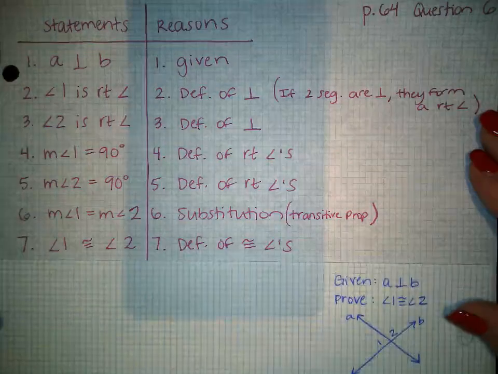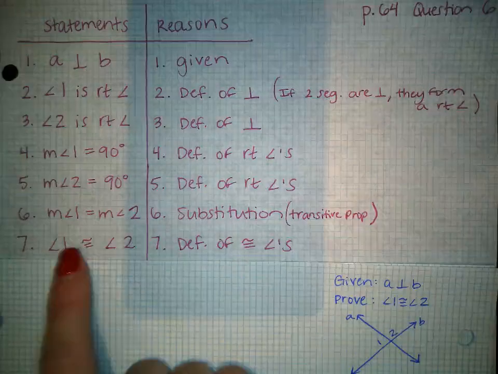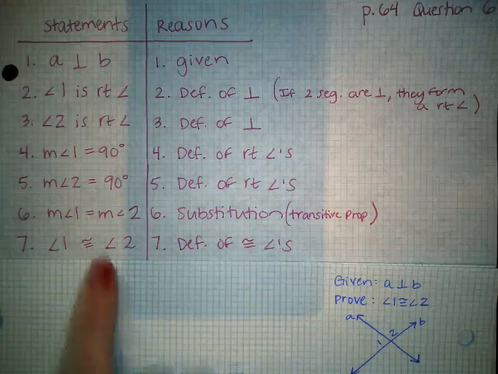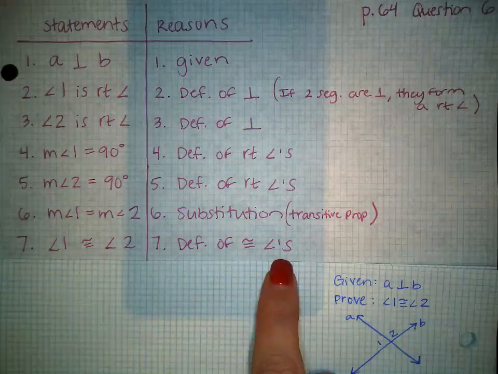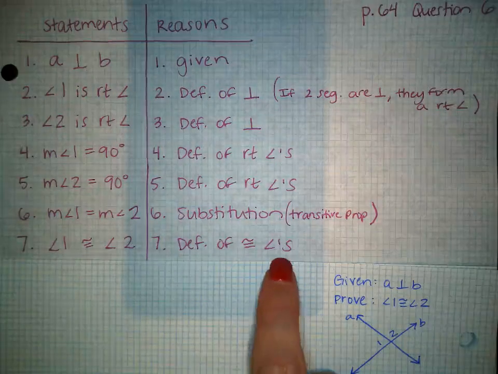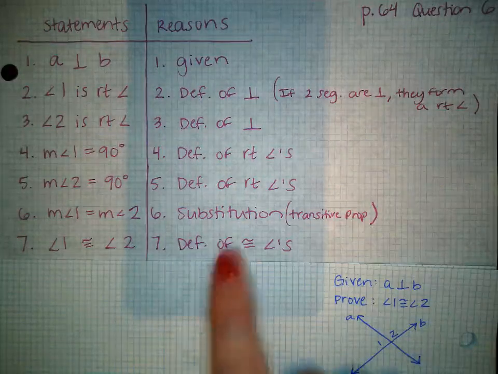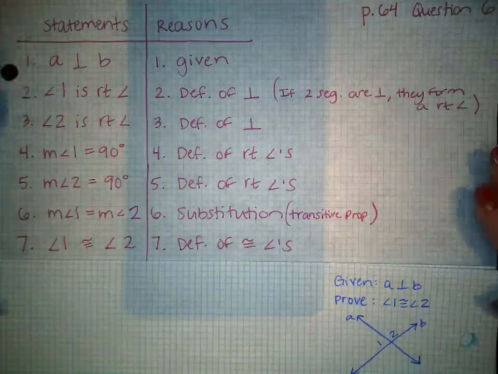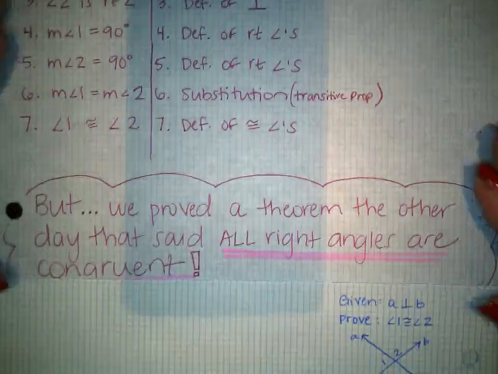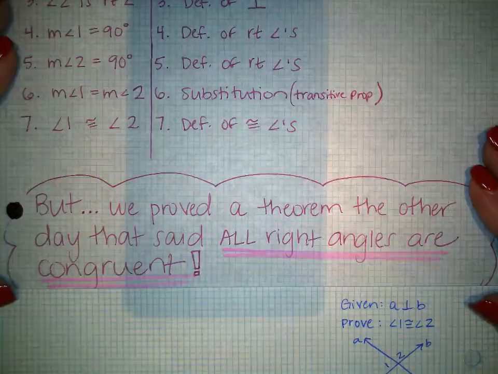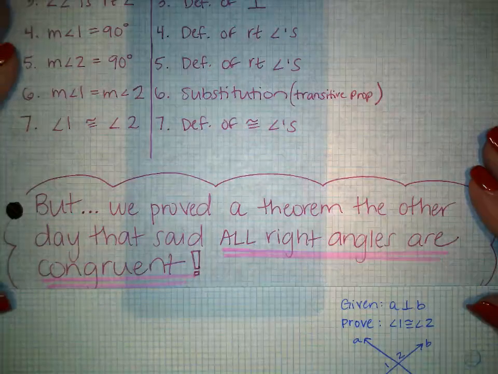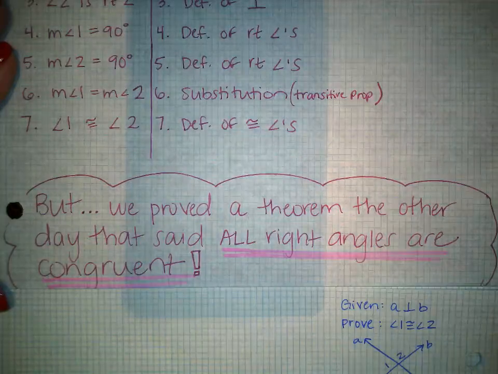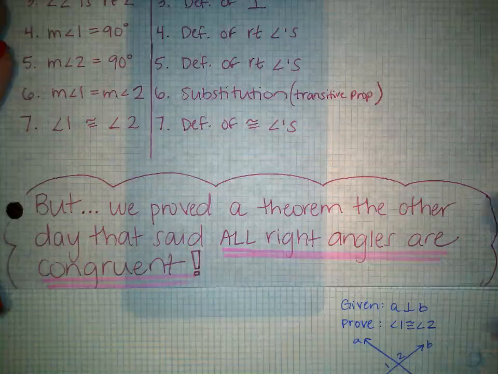Okay, and now we can go ahead and make our conclusion that these angles are congruent to each other, right, by definition of congruent angles. But this actually seems pretty familiar. This is a proof that we actually have already done before, so let's talk about that. We proved a theorem the other day that said that all right angles are congruent. Remember, once we prove a theorem, we're allowed to use it from this point forward in the course.